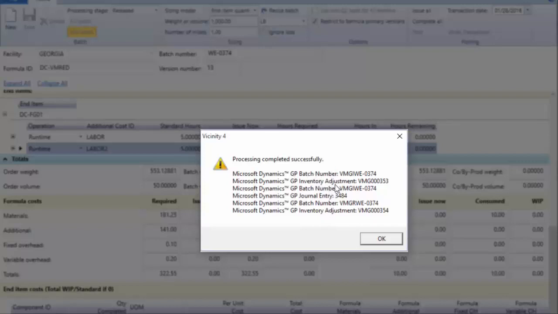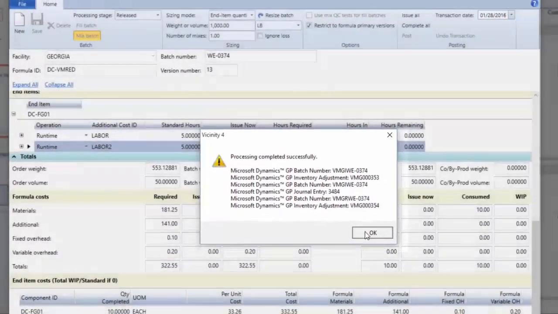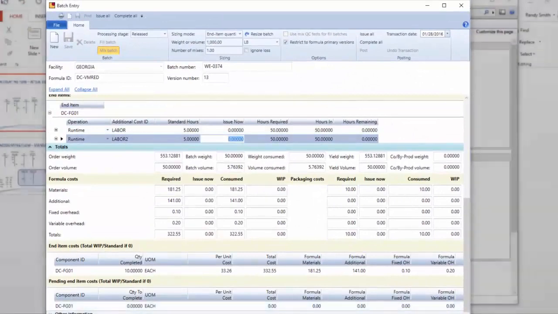There are a number of transactions that are happening. There's a transaction first off for my raw material usage. That's going to be inventory adjustment 353. Then I've got a labor applied, which is a journal entry. And then finally is the finished good being put on hand at 354. So let's go take a look and see what's going on in the general ledger.